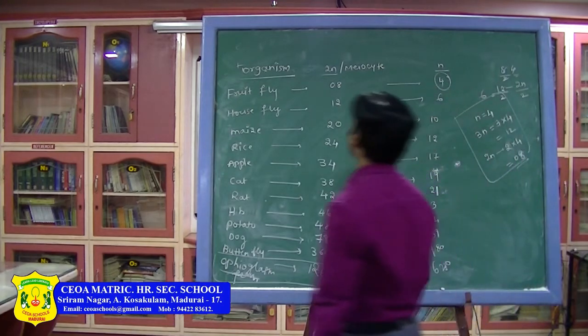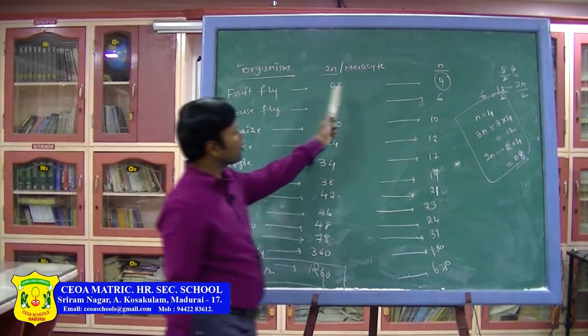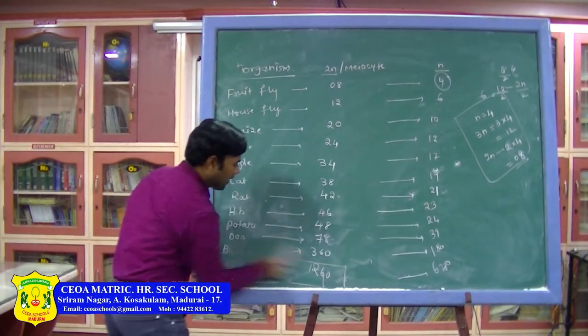This is about meiocyte number or else diploid number of the chromosome. This is about haploid number of the chromosome in different organisms.